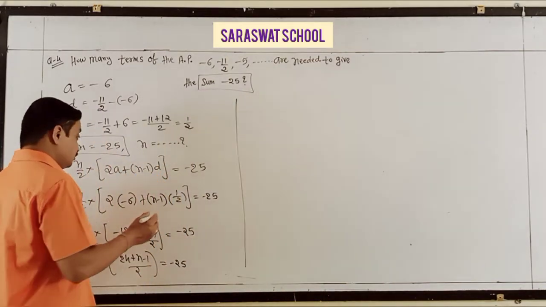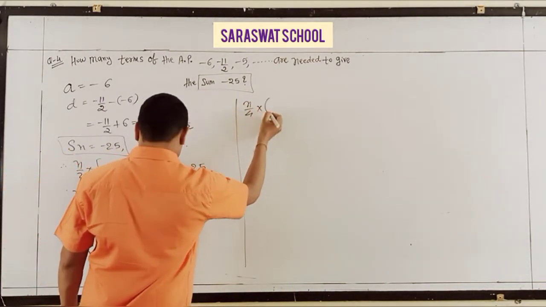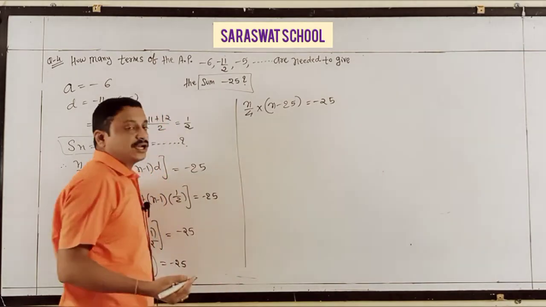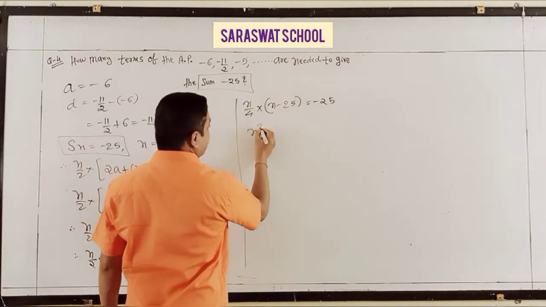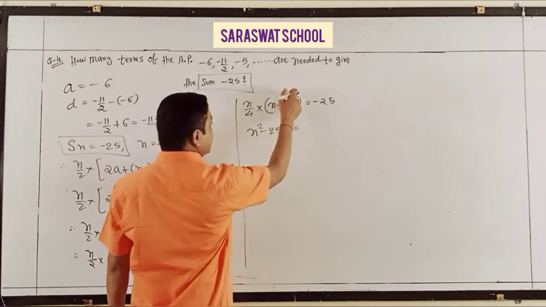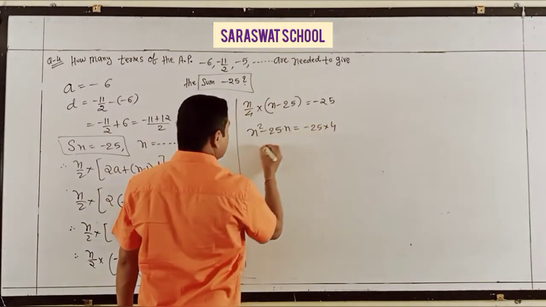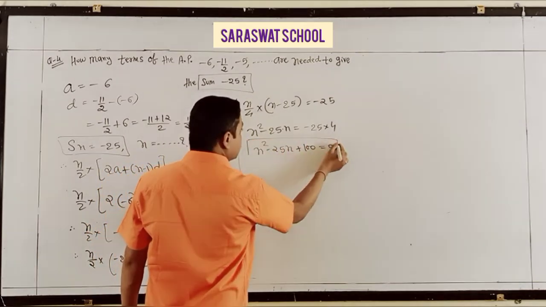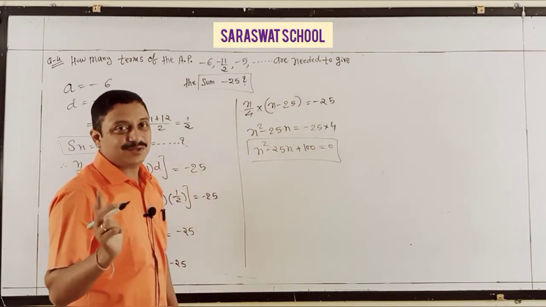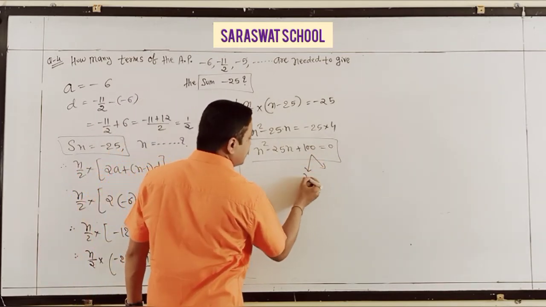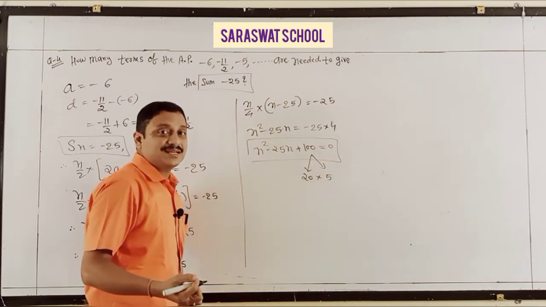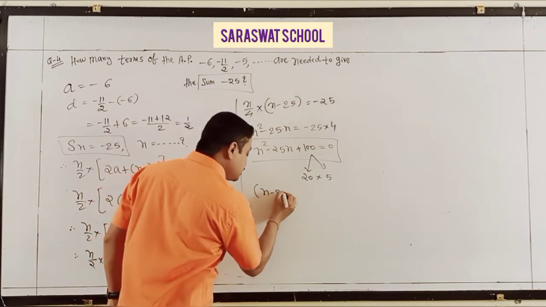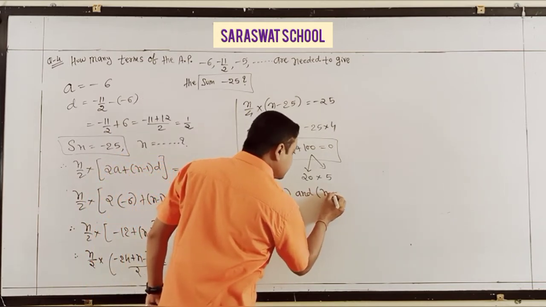So 2 times 2 is 4, n by 4, and here (n minus 25) is equal to minus 25. Now you can make it very easy: n square minus 25n, n is equal to minus 25 times 4, it becomes 100. Now I want to split 100, getting 25 and 25, only two factors, 25 and 100 also. So n minus 20 and secondly n minus 5.